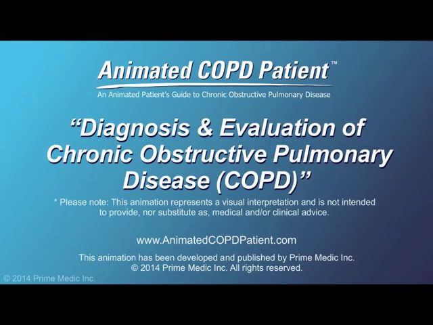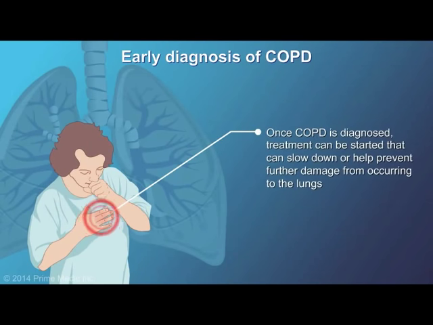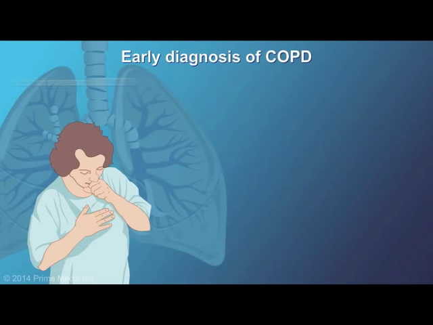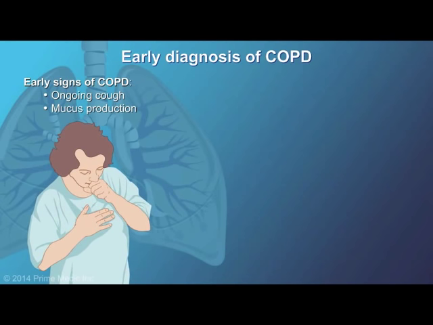Diagnosis and evaluation of chronic obstructive pulmonary disease, COPD. Early detection of COPD is essential for those who may be at risk. Once the disease is diagnosed, treatment can be started that can slow down or help prevent further damage from occurring to the lungs. An ongoing cough with mucus production is often an early sign of COPD. Daily coughing is not normal and could be the sign of serious lung conditions.